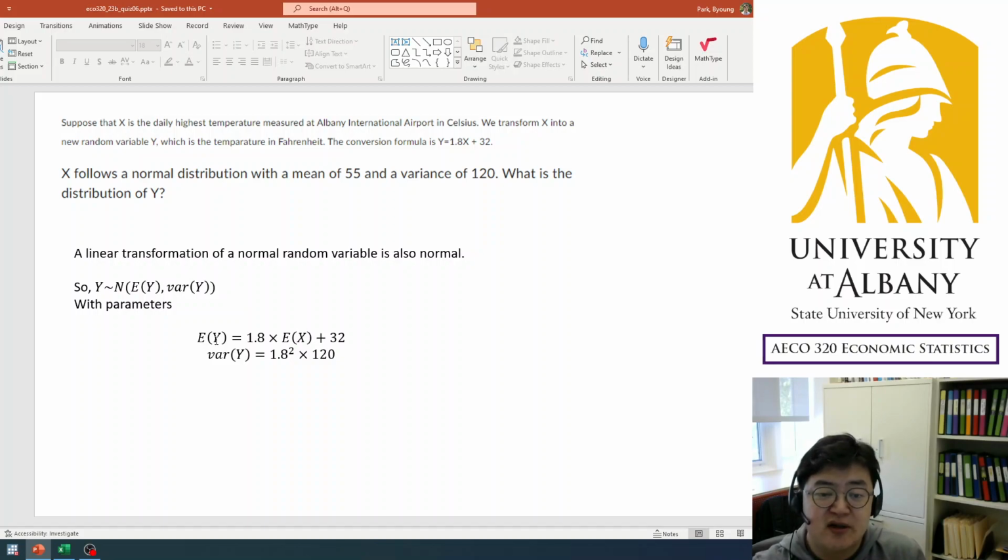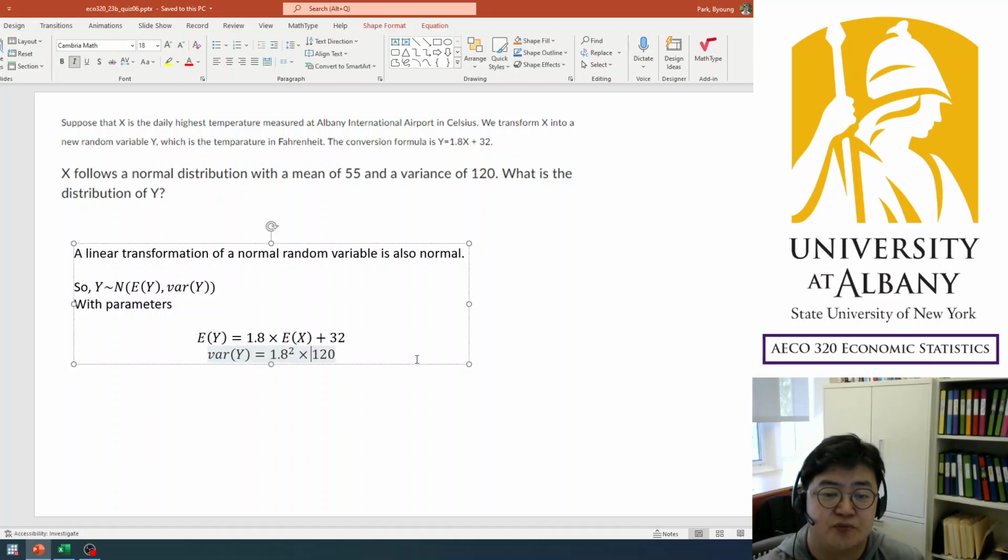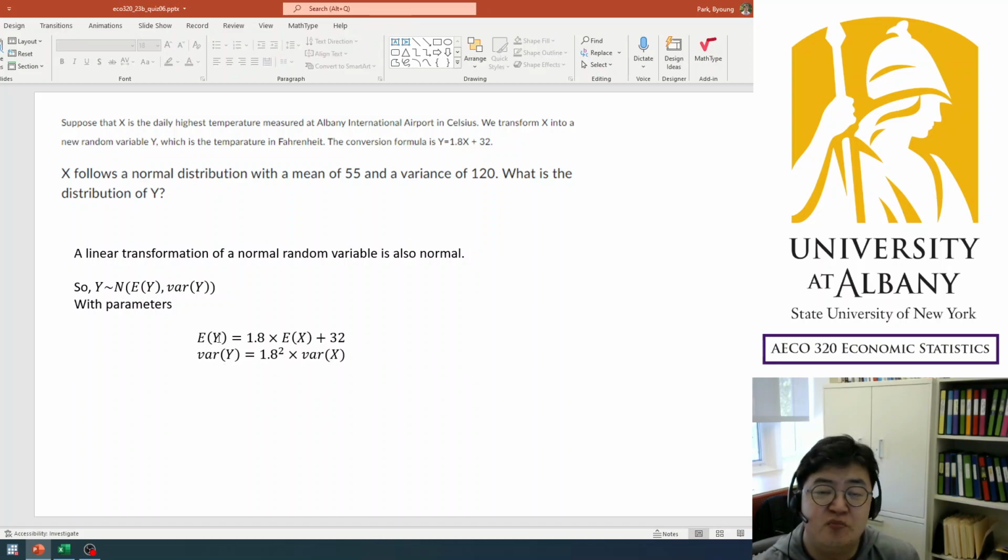The mean just follows the same linear transformation form, and the variance is multiplied by the square of the multiplicative constant. So I would write it this way. You can plug in the numbers, 55 here and 120 here, and you will get the new mean and the variance. Then they are the parameters for the new random variable. Pretty straightforward.